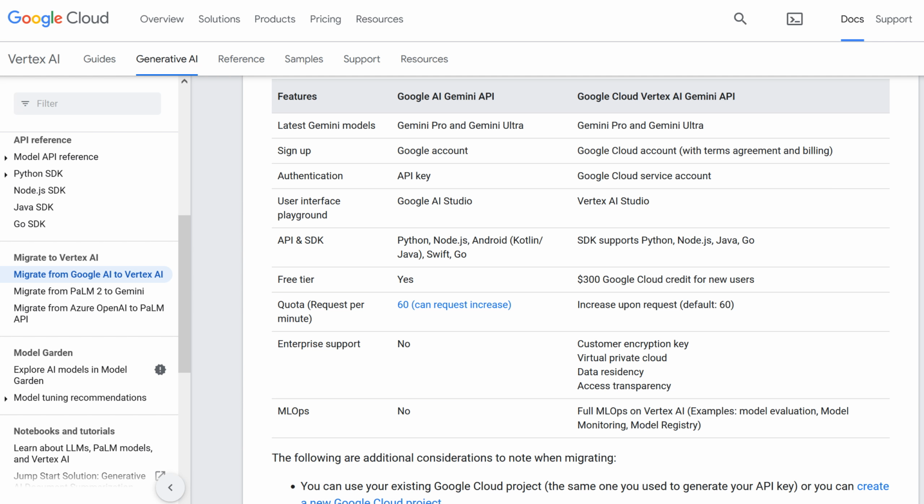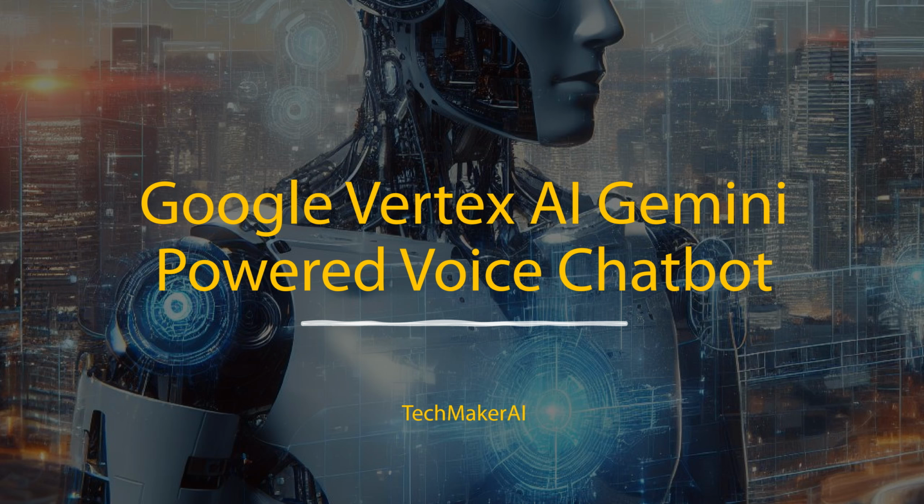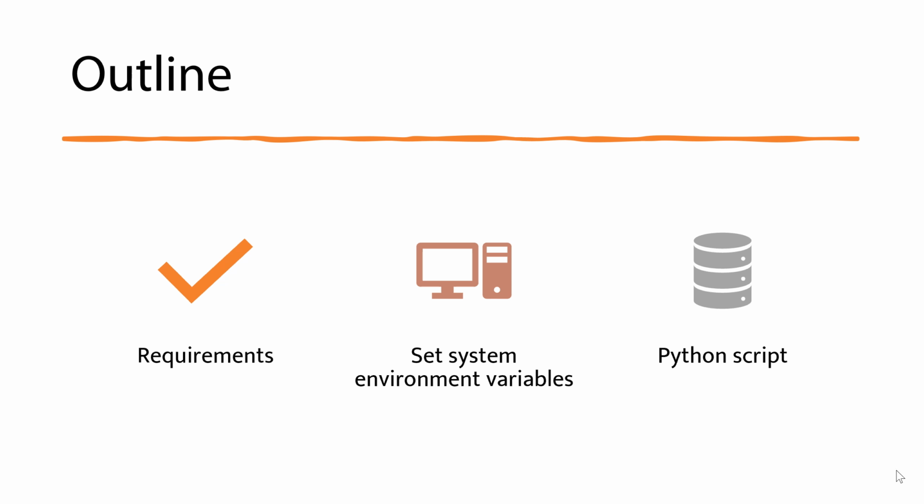Okay, in today's video, we will look at how we can build a voice assistant with Vertex AI's Gemini Pro. At first, I will talk about the requirements to build such a system, and then I will talk about how you can set system environment variables to use this API. And then at the end, I will talk about the Python script.